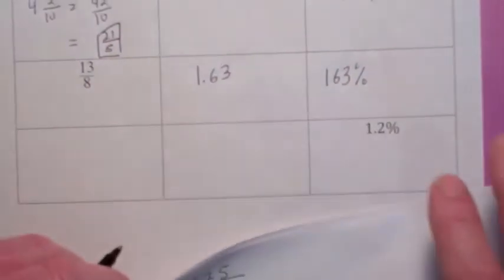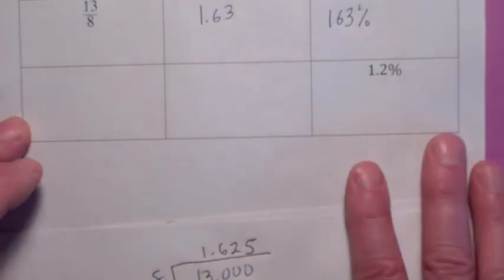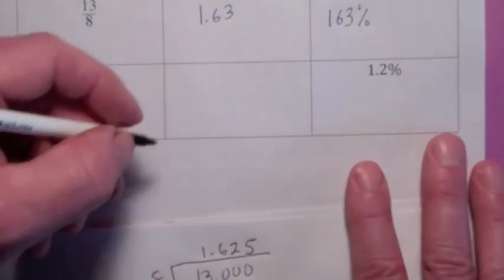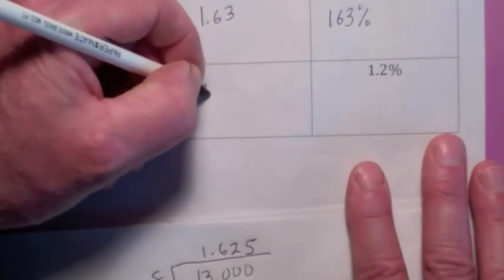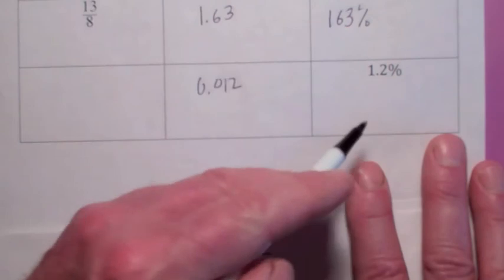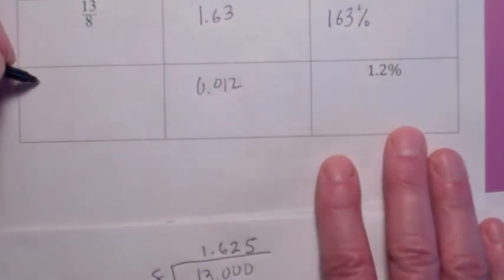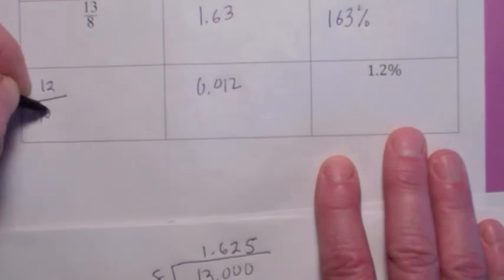Now the last one, how would we do this? Well, you convert from a percent to a decimal by moving it over 2 to the left. Isn't it 0.012, right? 2 places? Yeah. How would that be as a fraction? It would be 12 over 1,000, which can be reduced, of course.